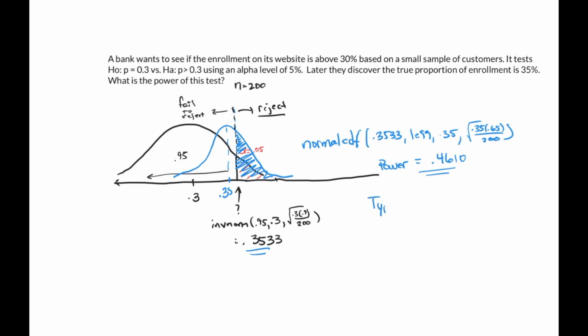And of course, if you wanted to find type 2 error, you could just do 1 minus that value. So type 2 error would be 1 minus 0.4610 to get 0.5389 to be exact, if you don't round any. Okay, and so in this case, I didn't need type 2. It didn't ask me for type 2, but it did ask for power.